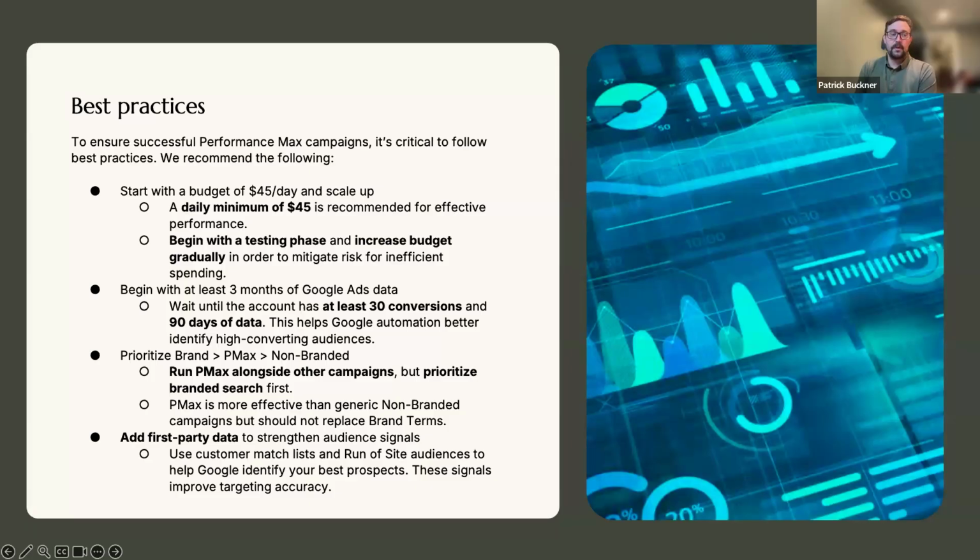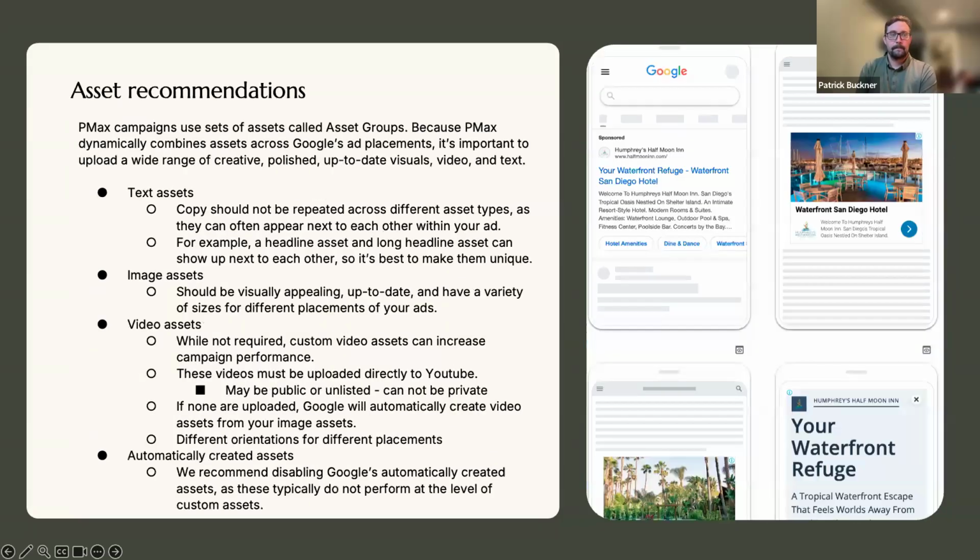And then you should always try to have some first-party data to strengthen your audience signals. So using customer match lists and run-of-site audiences to help Google identify your best audiences, it'll really have a positive impact on targeting accuracy. So then when it comes to asset recommendations, PMax uses a group of assets, which is a little different than the traditional search campaigns, because it's set to kind of dynamically combine assets across Google's different channels. It's important to really have a wide range of creative, polished, up-to-date visuals, video, and text.